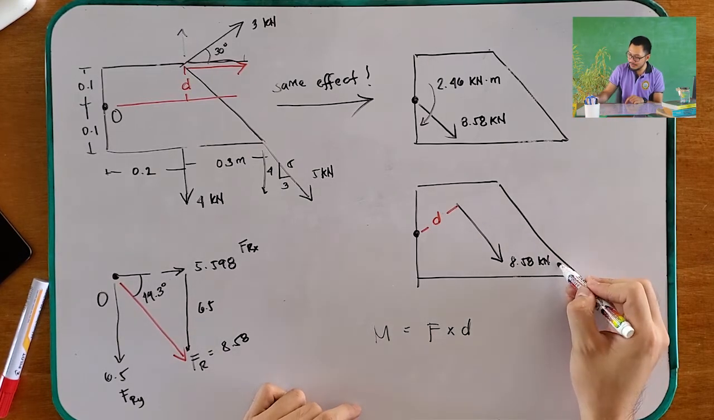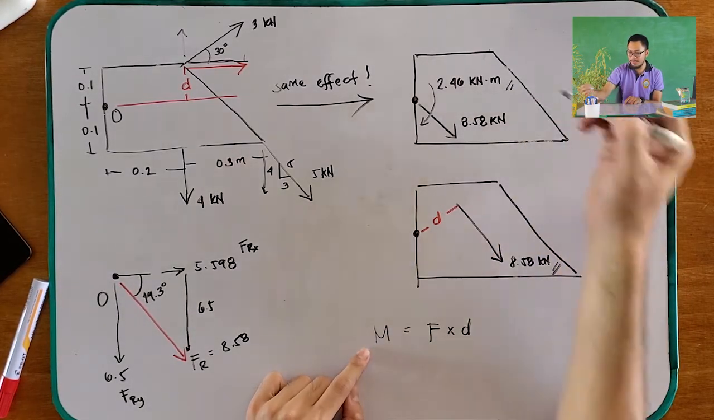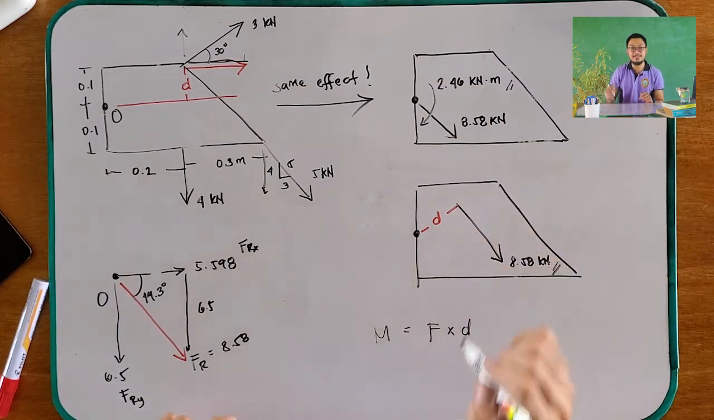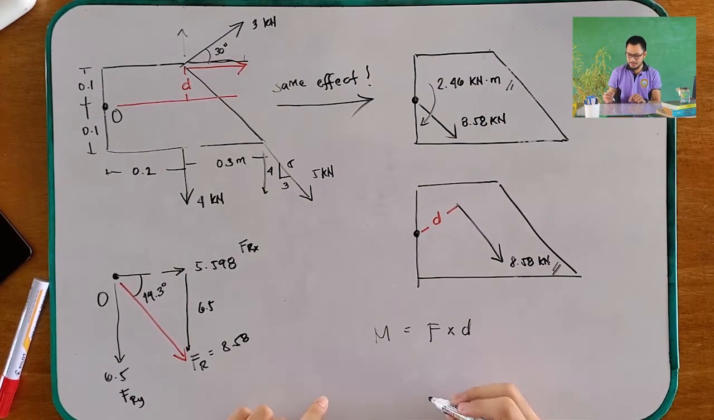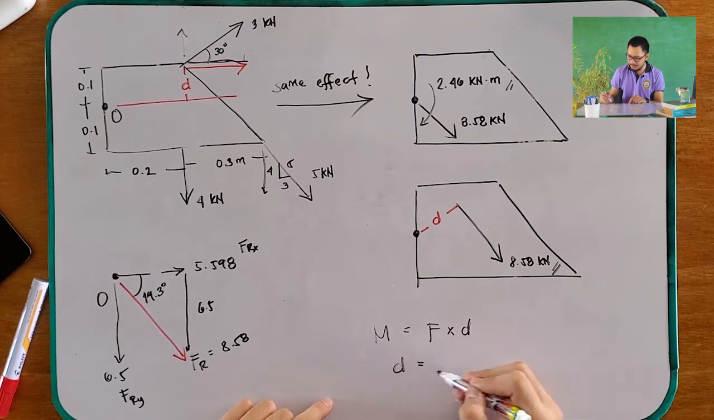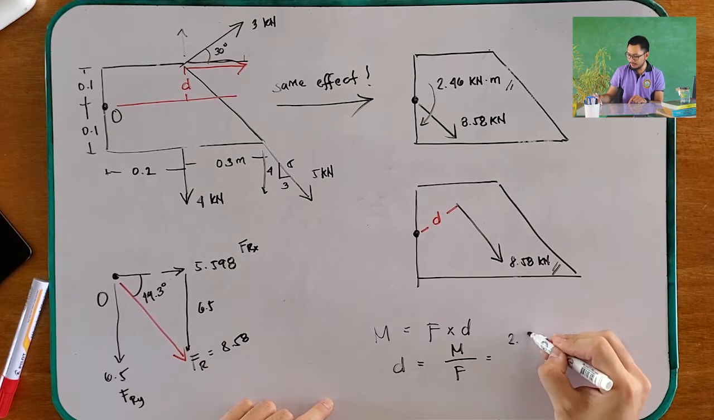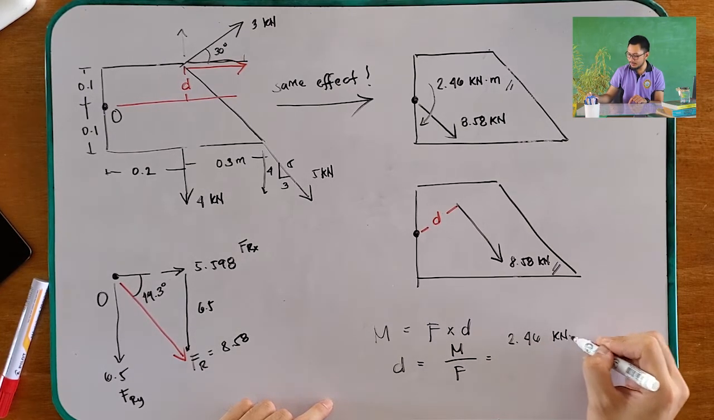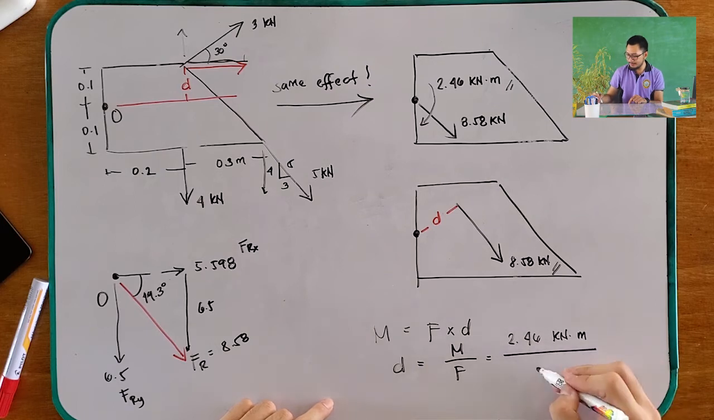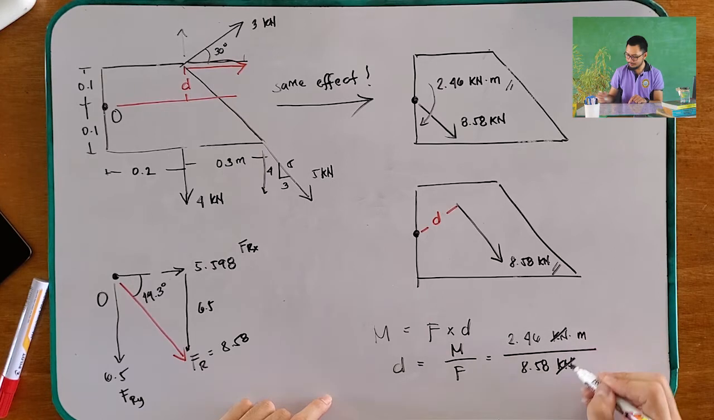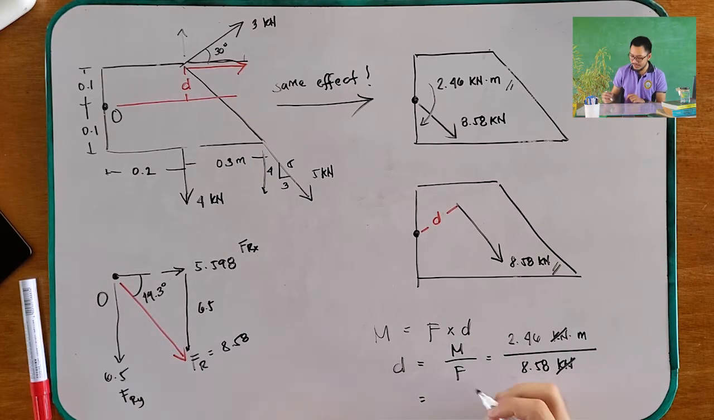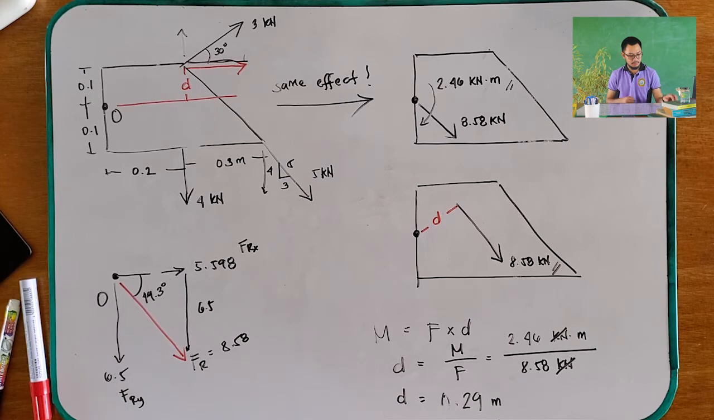Di ba, you have the equation moment is equal to force times distance. So, since you have the force and you have the value of your moment, you can determine the distance. Sige, let's try. So, in this case, D is equal to M over F is equal to 2.46 kilonewton meter divided by 8.58 kilonewton. So your answer here is 0.29 meters.